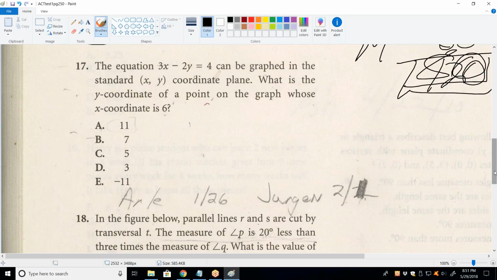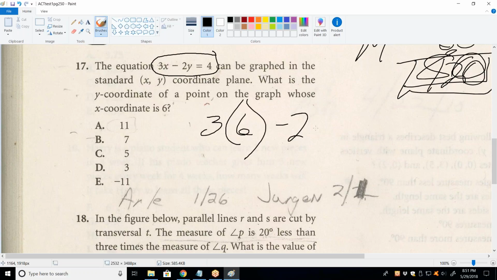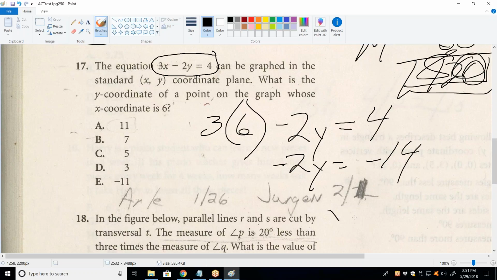So yes, in other words, this equation has to satisfy if X is 6, then Y has to be something specific, right? So I'm going to plug in that, and then I'm going to solve this for y, and there can only be one answer. So I get minus 2y equals minus 14, y equals positive 7. So that's the y coordinate when x is 6. In other words, it's a pure algebra problem.